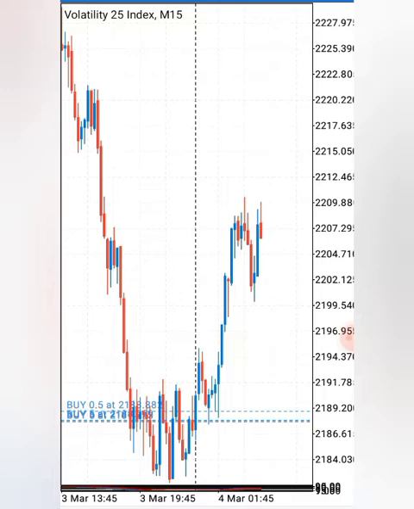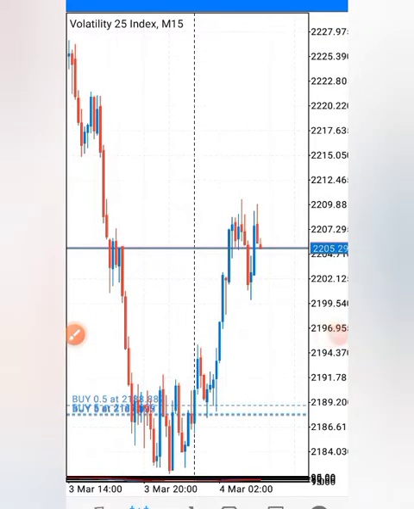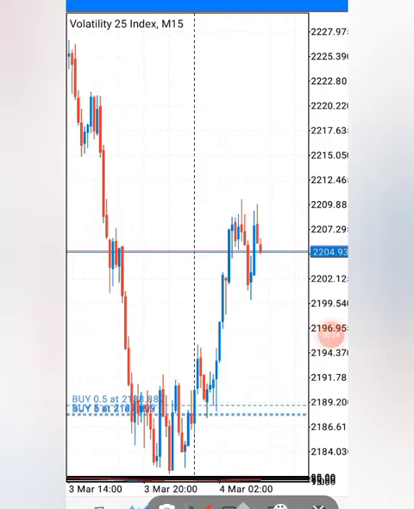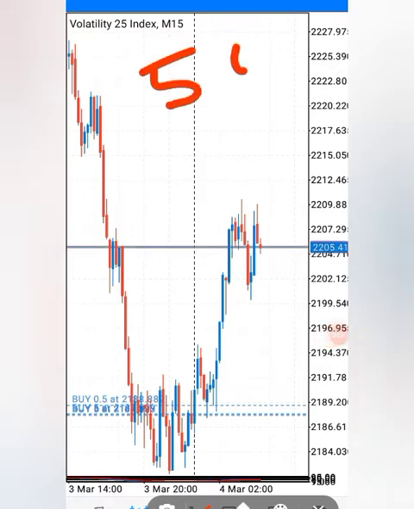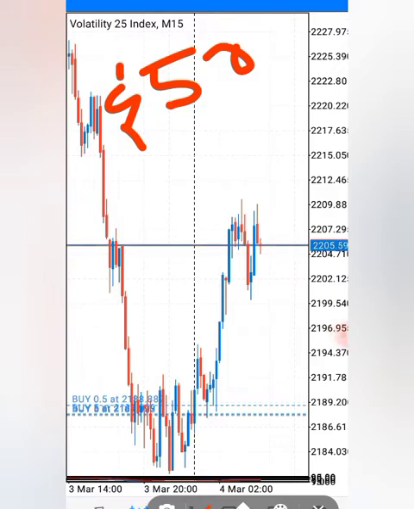Let's assume that you are trading volatility 25, which is a very good pair. The volatility of it is a little bit lower compared to that of the volatility 75 and 100 indexes. So let's assume this is the market you're trading. Guys, what are you going to do if you have a $50 account?